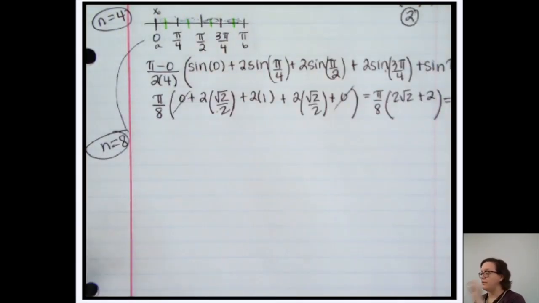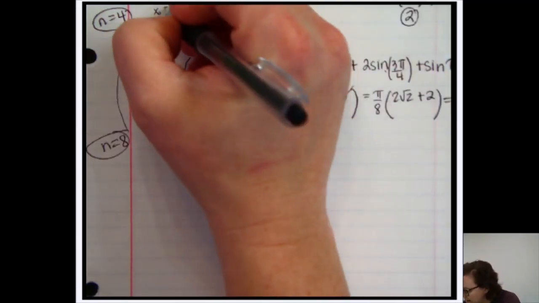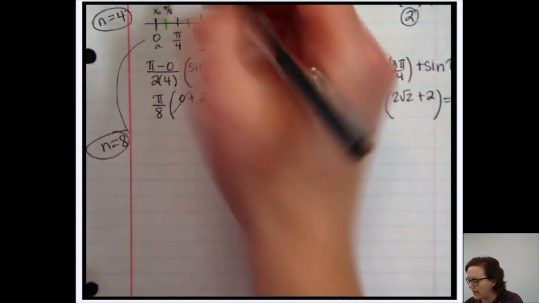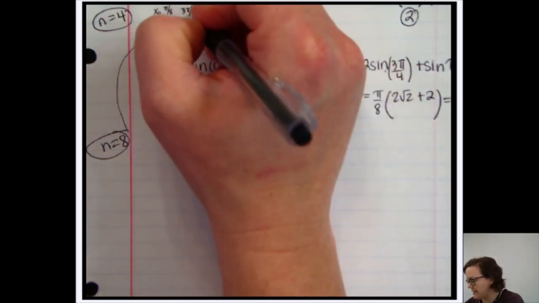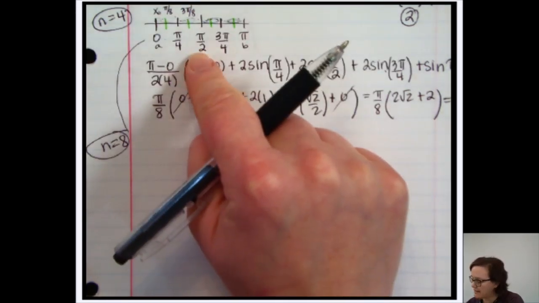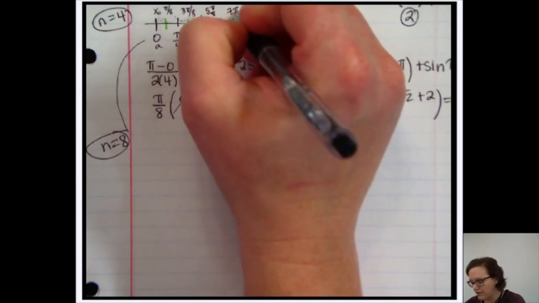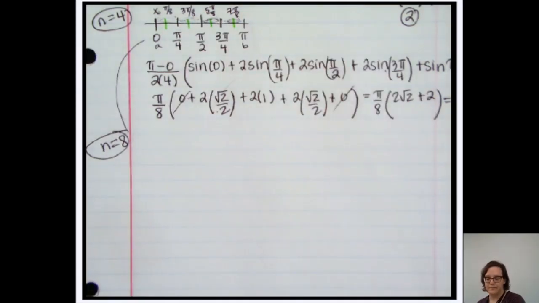And so we get pi over 8. And then this would be, let's see, that's 1 pi over 8. This would be 2 pi over 8. This is 3 pi over 8. 4 pi over 8. Next one would be 5 pi over 8. 6 pi over 8. And 7 pi over 8.